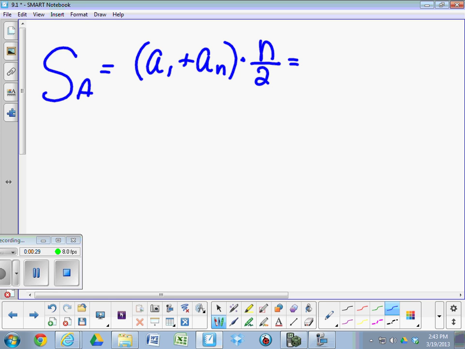A more common way of looking at it, if you ever look in the textbook or on a formula sheet, lots of times you'll see it written as n times (A1 plus AN) all over 2. The order of when you divide by 2 doesn't really matter, so either way, we're going to get the same answer. So let's look at 2 more follow-up examples. If you've done the first 3 examples, which we did, this would be example 4.